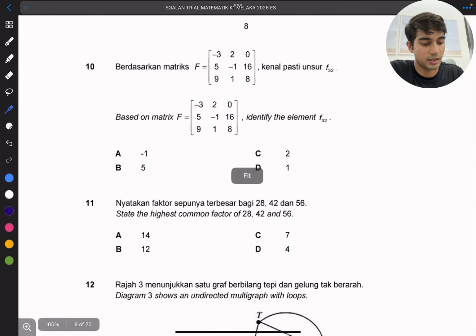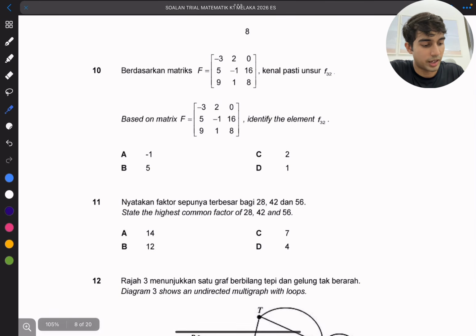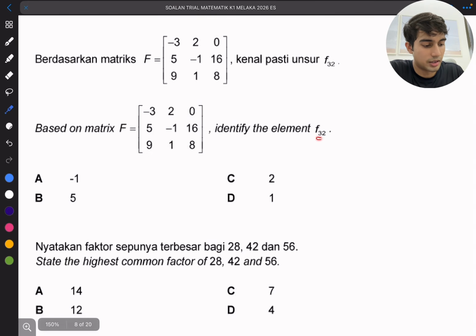Question 10. Based on matrix F, identify the element F32. Okay. So the first number here represents the row. So it's in the third row. First, second, third row. The second number here identifies the column. So it's third row, second column. So they're talking about 1.